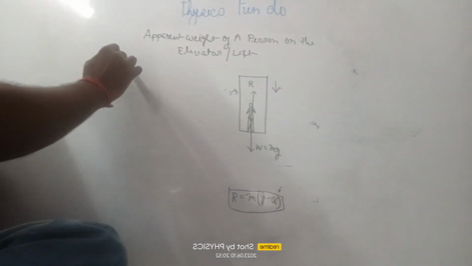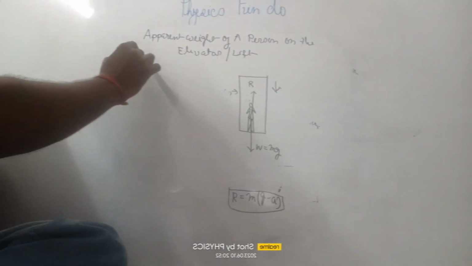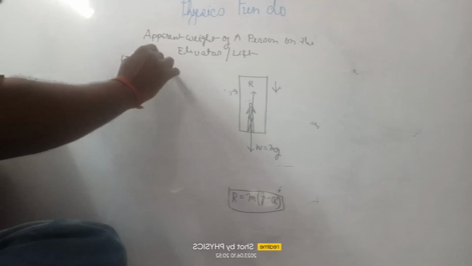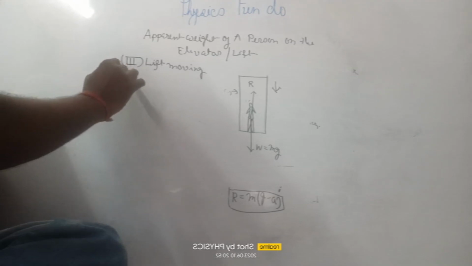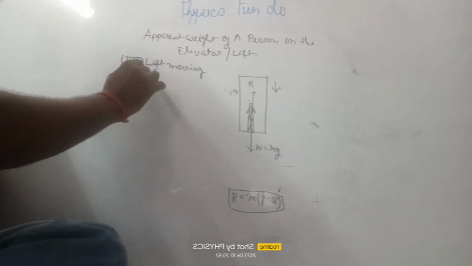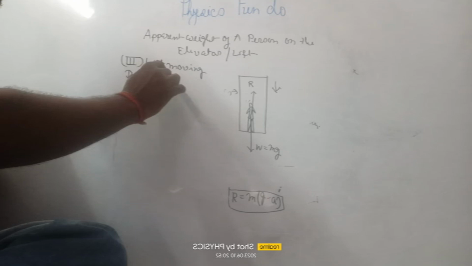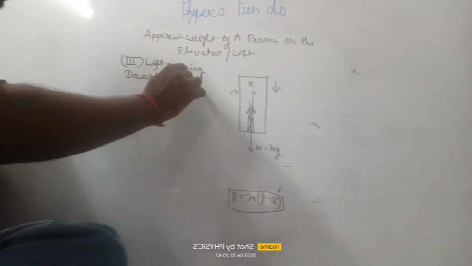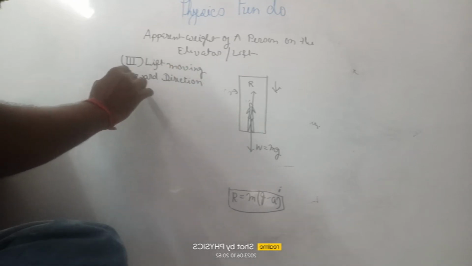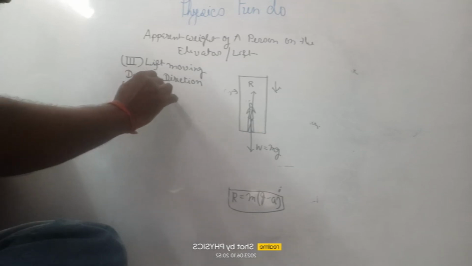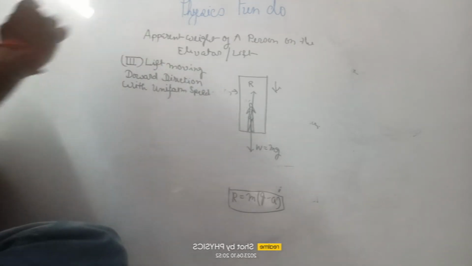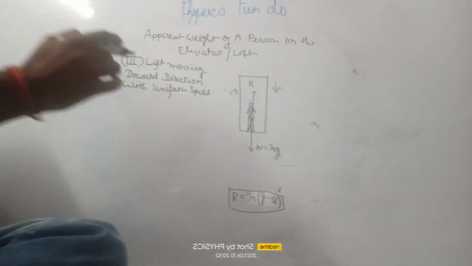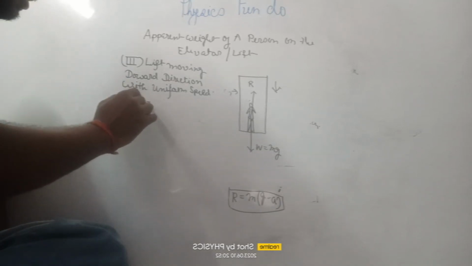Third case. Lift moving in the downward direction with uniform speed. As the speed is uniform, so their acceleration should be 0.